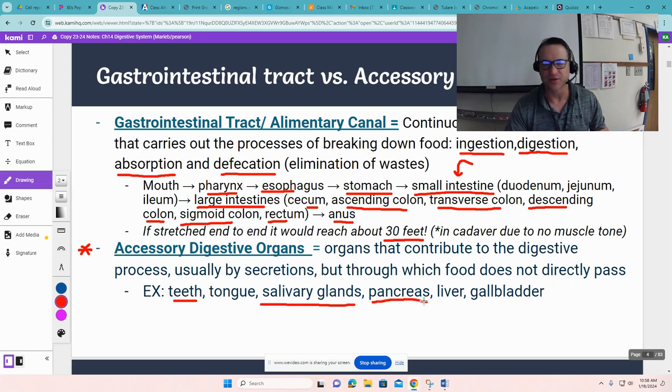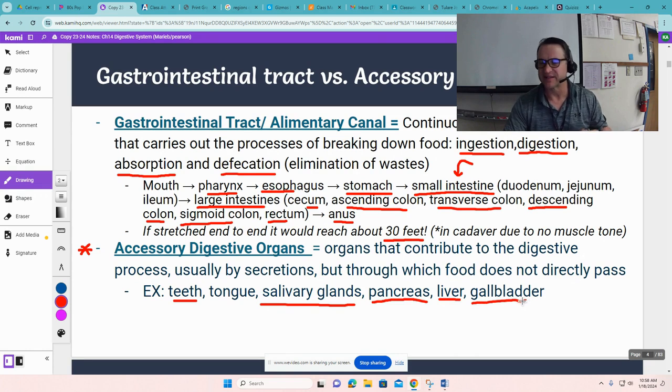The pancreas: food doesn't go through it, but the pancreas secretes several digestive enzymes that help to digest fats, carbohydrates, and also proteins. The liver: food doesn't go through it, but the liver produces bile. Bile gets transported to the gallbladder, which stores the bile. It gets released into the duodenum of the small intestine, and that helps to emulsify or break down fats or lipids.